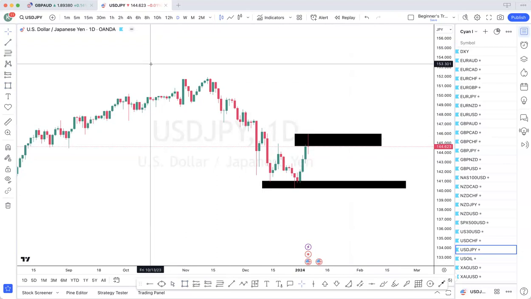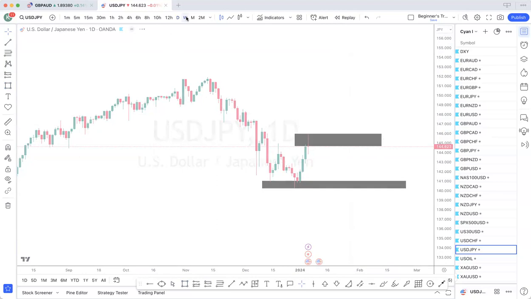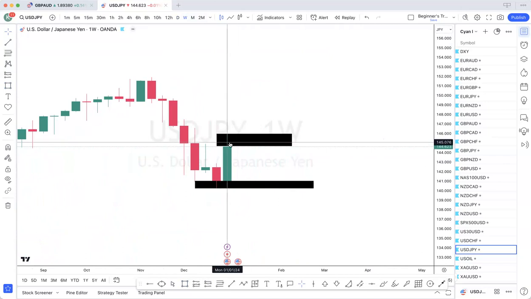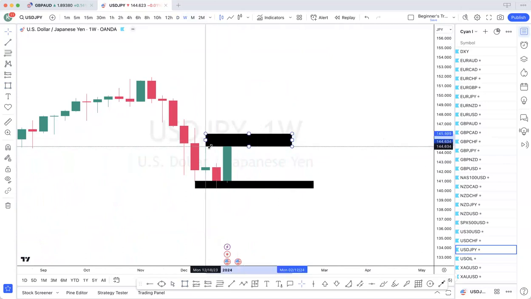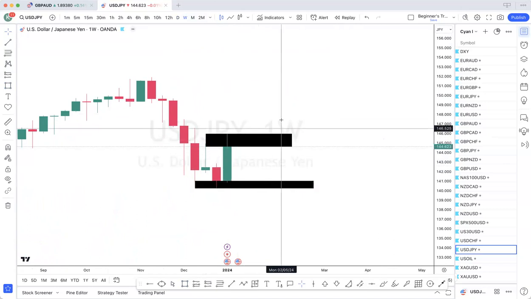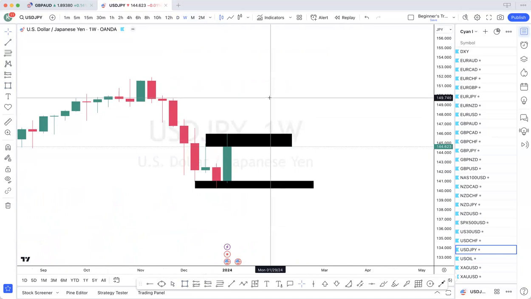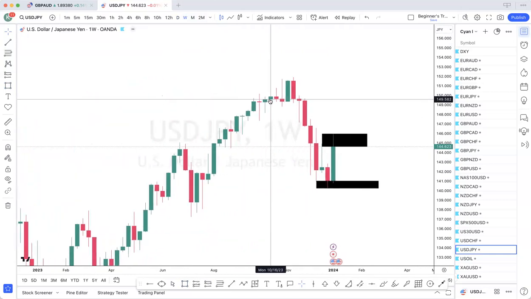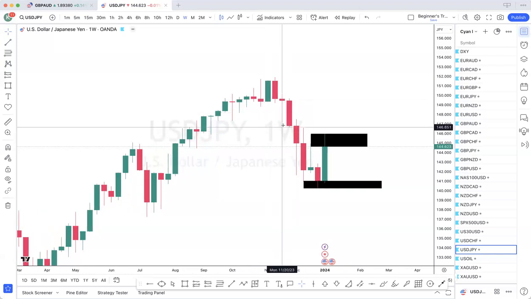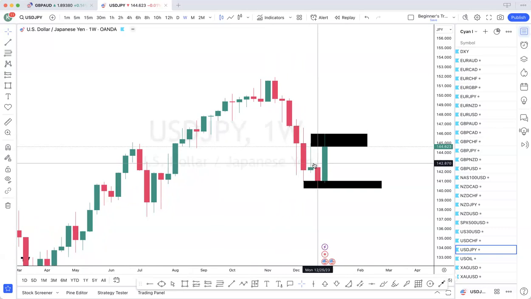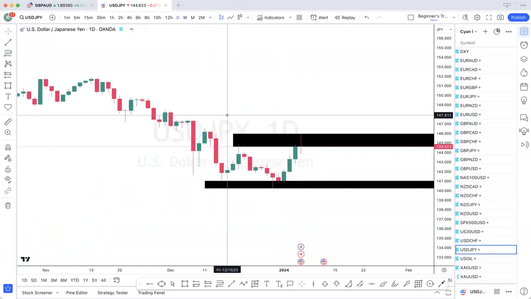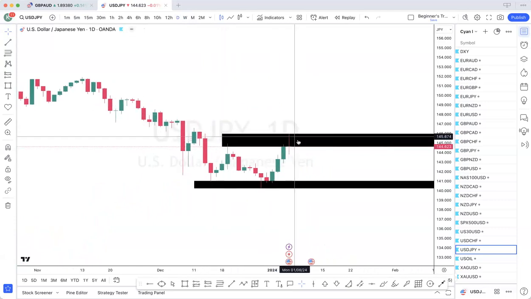Let me see what the weekly gave. Okay. So come next week, this is probably going to pull back into this zone and possibly buy up maybe. Broke the highs, broke this high. So let's go back to the daily. So yeah, I would definitely come next week.